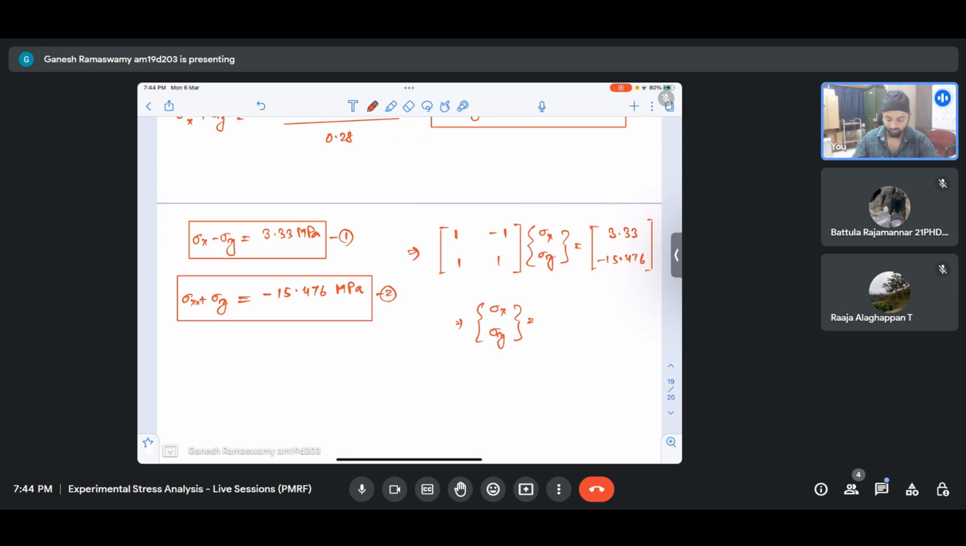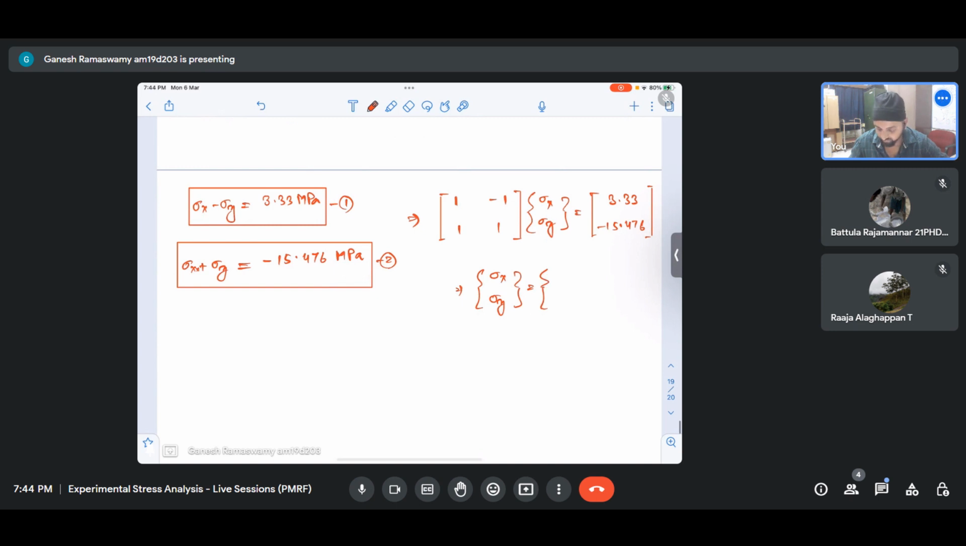3.33, 2.476. So I get this as minus 6.073 and minus 9.403 MPa. So I have been able to arrive at the individual stress components. Sigma x, sigma y, tau xy I know now.